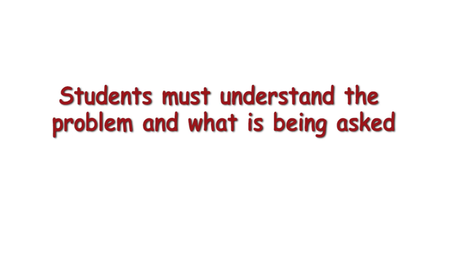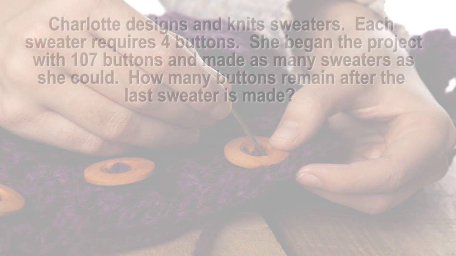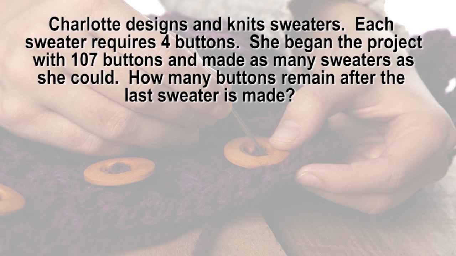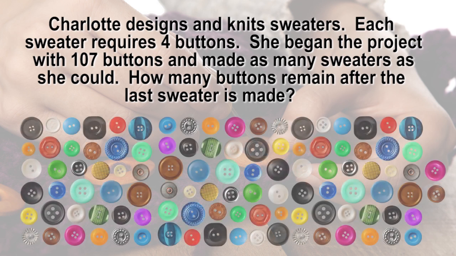Students may also encounter problems where the question is the remainder and not the whole quotient. It is critical for students to understand the problem and the question being asked. In the following problem, the desired answer is the remainder rather than the quotient. Charlotte designs and knits sweaters. Each sweater requires 4 buttons. She began the project with 107 buttons and made as many sweaters as she could. How many buttons remain after the last sweater is made?